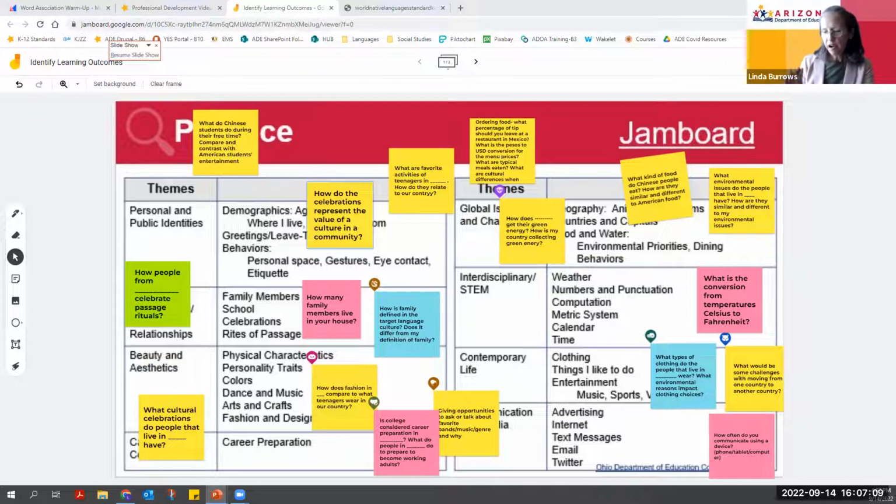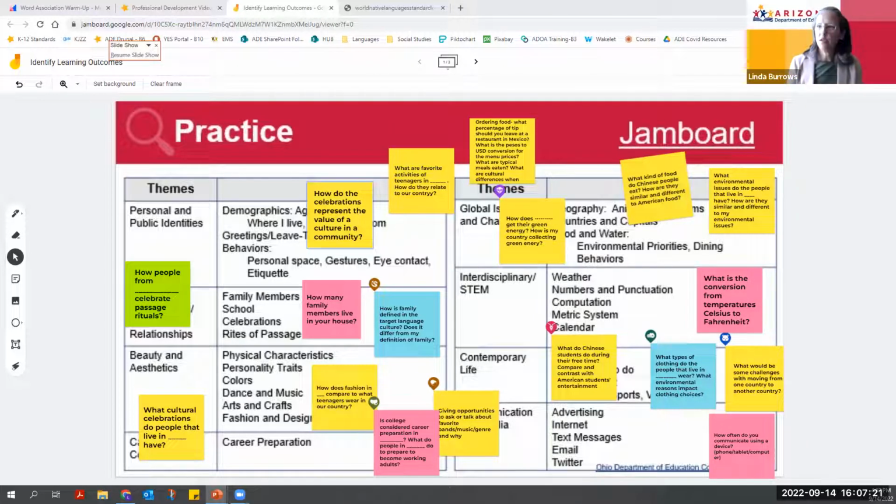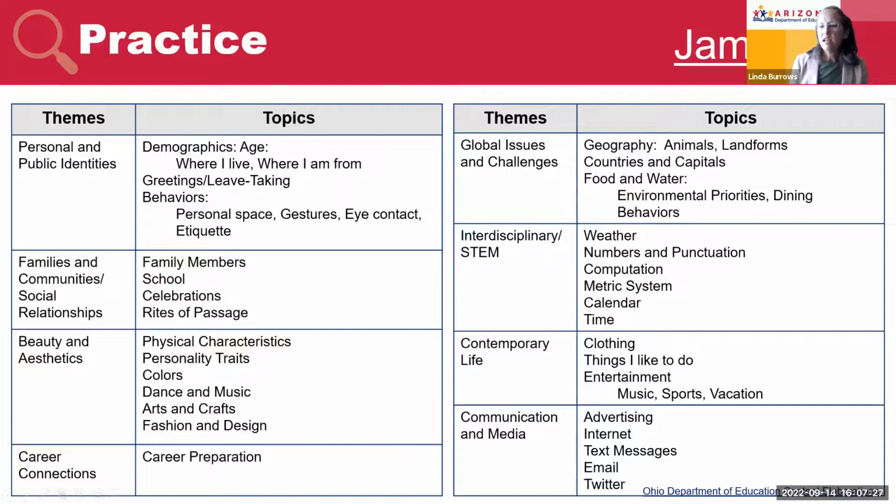So now we've got our standards. We've got our proficiency levels. We've chunked our units and themes together. We've now developed some essential questions. The last piece of this, and I'm going to go back to our PowerPoint here and keep this Jamboard up because we will use it again, is can-do statements.